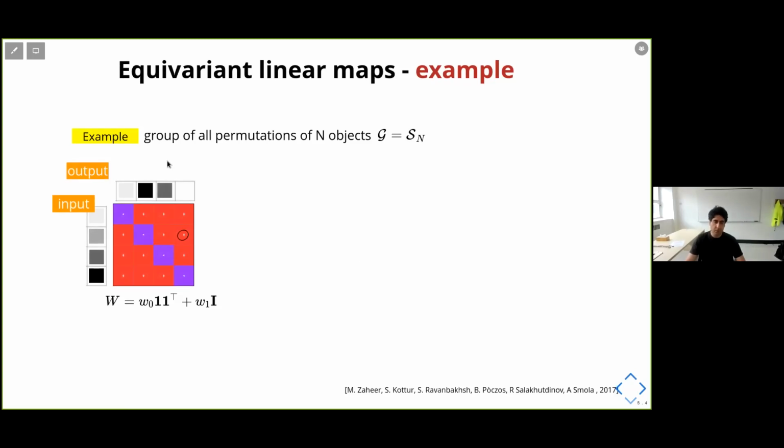Here's another example. This is the symmetric group now. We want any shuffling of the input to result in the same shuffling of the output. In this case, we get a two-parameter model.